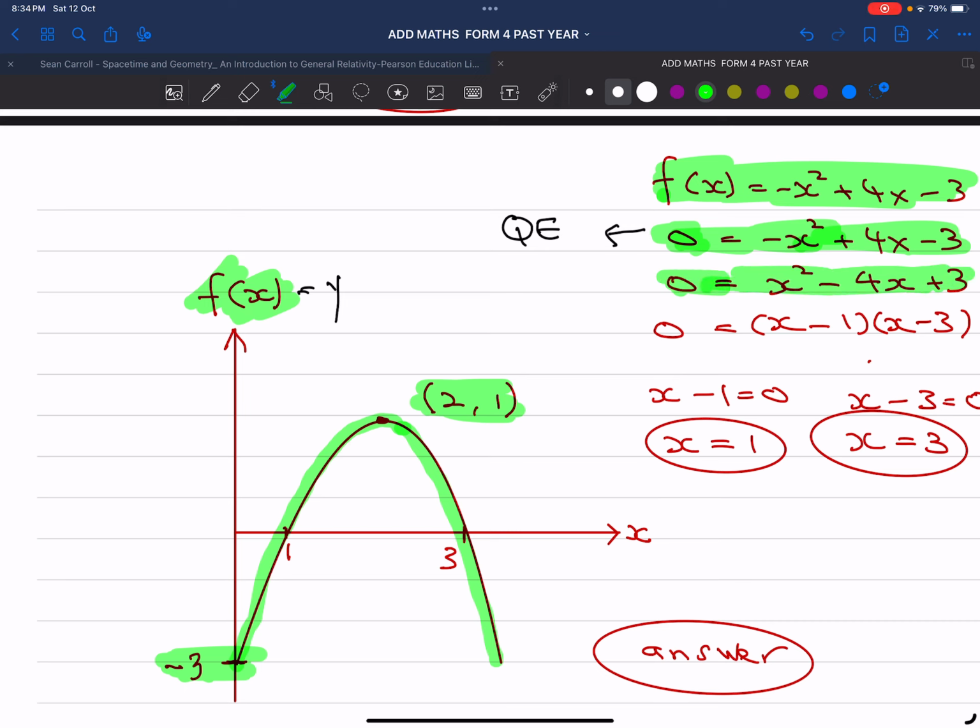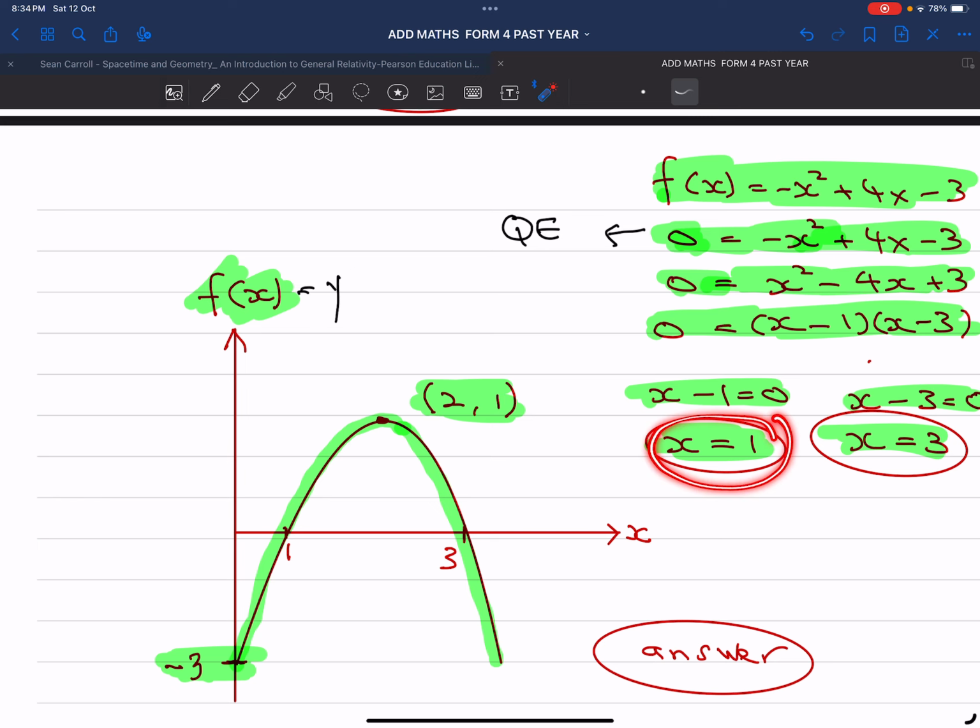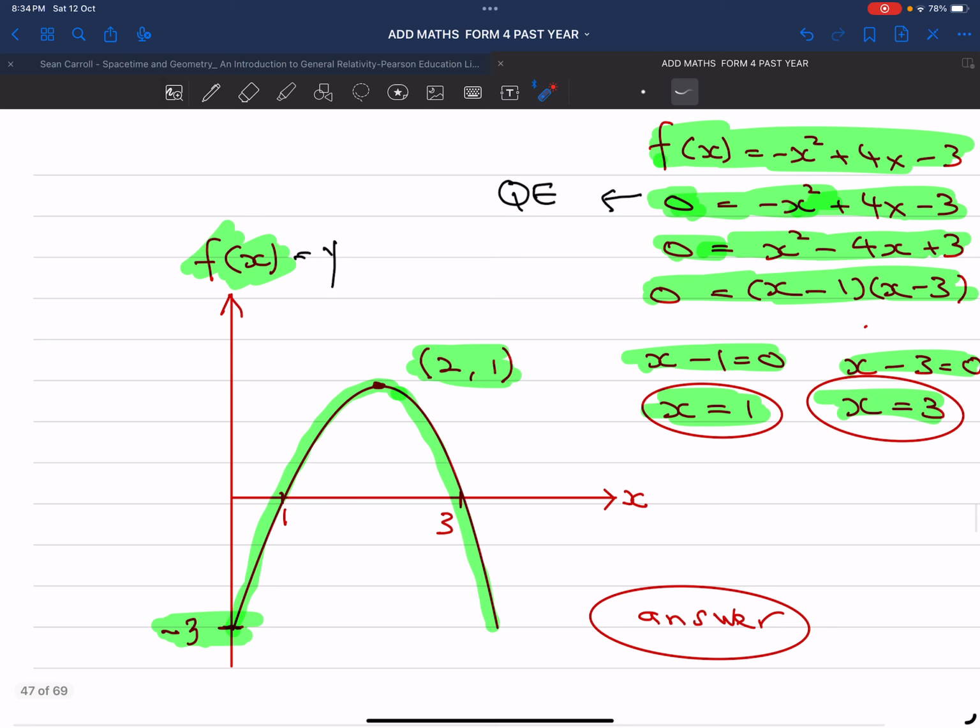Factorizing is normal. You can use your calculator to factorize. So now, x minus 1 is 0. Therefore, x is 1. And then x minus 3 is 0. Therefore, x is 3. That's how I got x equals 1, x equals 3, the x-intercepts. So this graph is our answer.